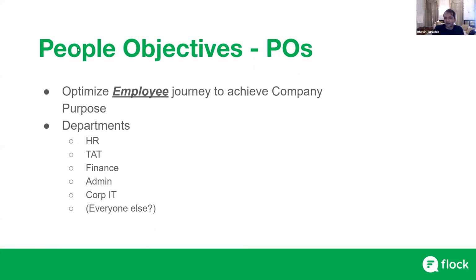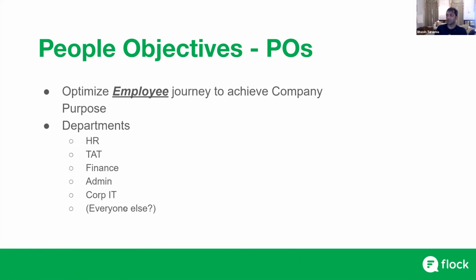And interestingly, I figured this is optimizing an employee's journey to achieve the company purpose, right? Making sure that we have the best of the talent, the best of retention, the best of facilities that we might provide to them, empowering and enabling our employees such that they can help us achieve the organization's purpose, are all people objectives. The departments that typically focus more on people objectives will be HR, talent acquisition, finance, admin, corporate IT, etc. Of course, everyone else is also involved.